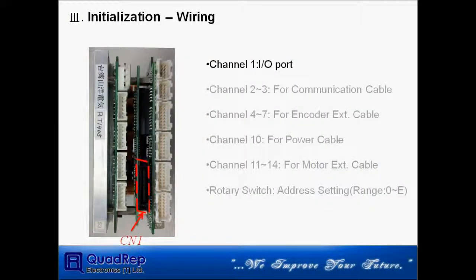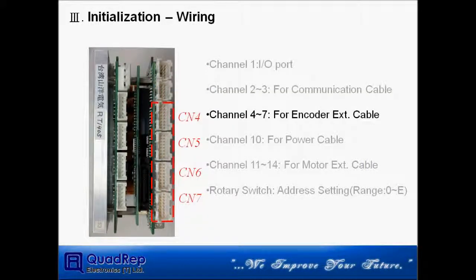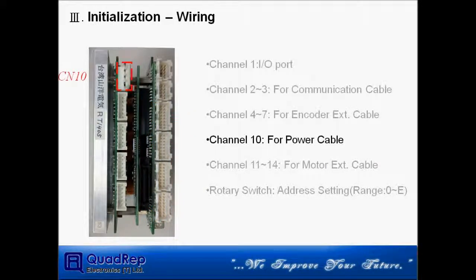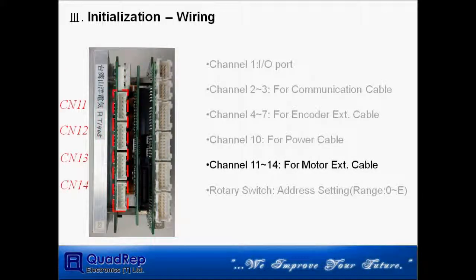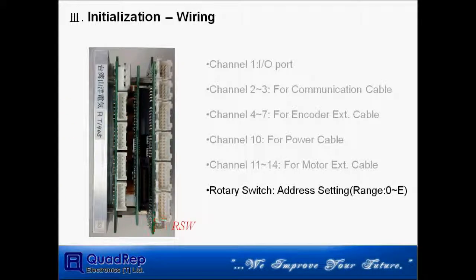Now talk about wiring. Channel 1 is I/O port. Channel 2 and Channel 3 are used to communicate with the network. Channel 4 to 7 are used to connect with the encoder line. Channel 10 is for the power cable. Channel 11 to 14 are used to connect with the motor cable. And the rotary switch can set 16 addresses.